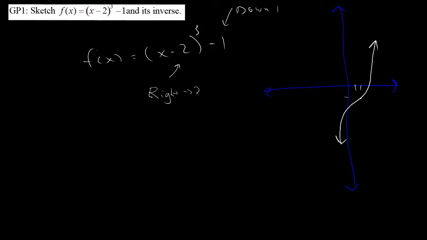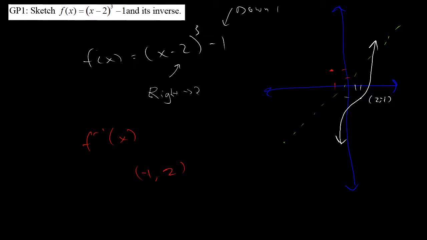Now, if we want to graph its inverse, we draw a dotted line. And this point, 2, 1, now becomes 1, 2. Oh, hey, let's back that up. This is really -1, 2. So -1, 2. Here we go. That looks a little bit better.